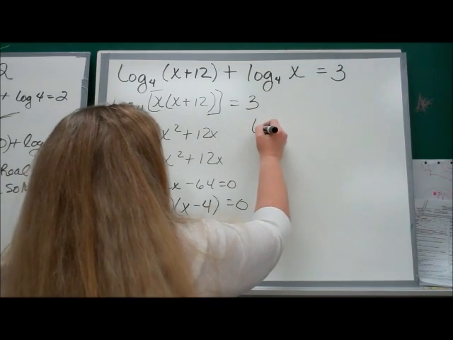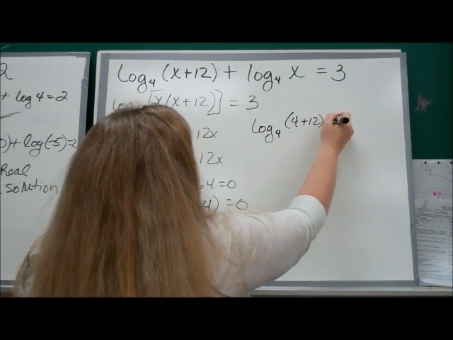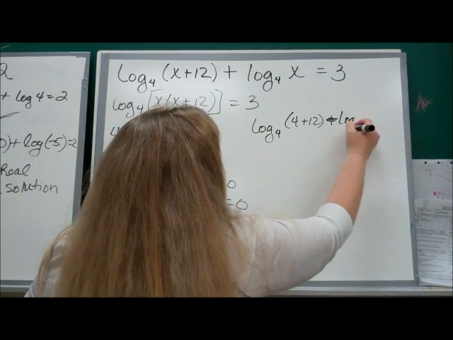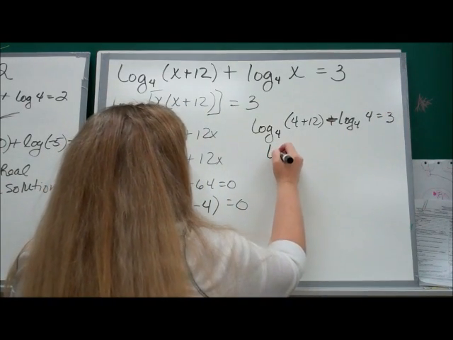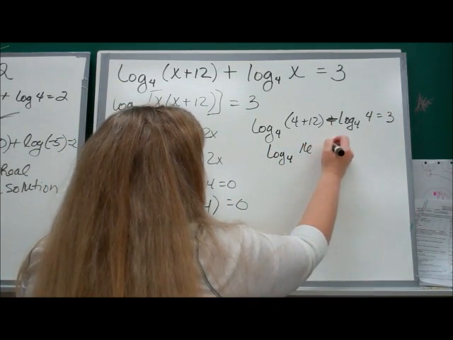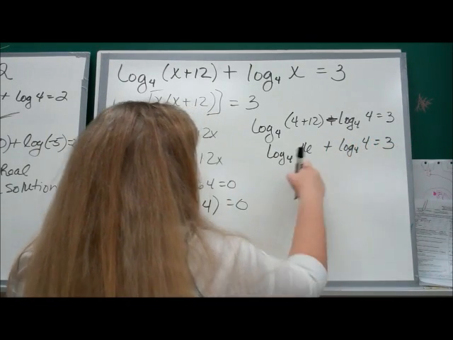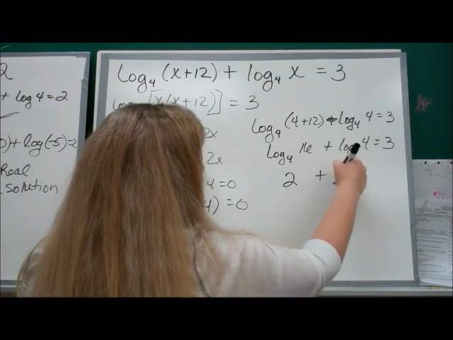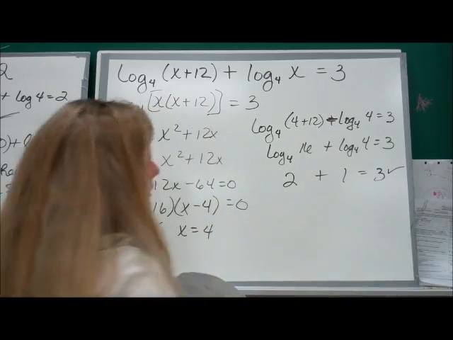So let's try it. The log base 4 of 4 plus 12, or plus the log base 4 of 4, does that equal 3? Well, log base 4 of 16 plus the log base 4 of 4. Okay, well 4 to the second power is 16, so that's 2. 4 to the first power is 4, so that's 1. Check, it does work.